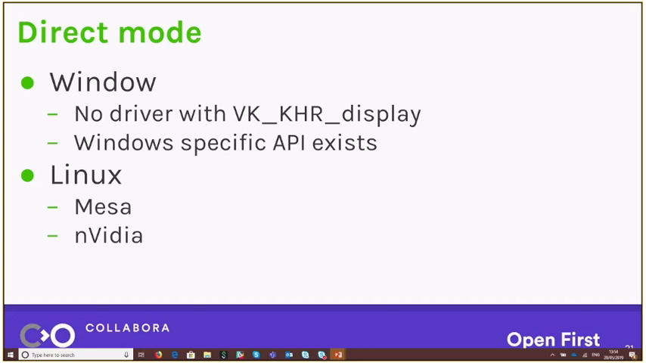There is unfortunately no driver that I know of that exposes VK_KHR_display displays on Windows. But there is a Windows-specific API for DX12, and you can probably use some kind of sharing to actually get in there. That API is not hidden, if you have heard of the secret hidden APIs that the VR runtimes, like SteamVR and Oculus, are using. And on Linux, unfortunately, it's a little bit different between the Mesa drivers and the NVIDIA ones.